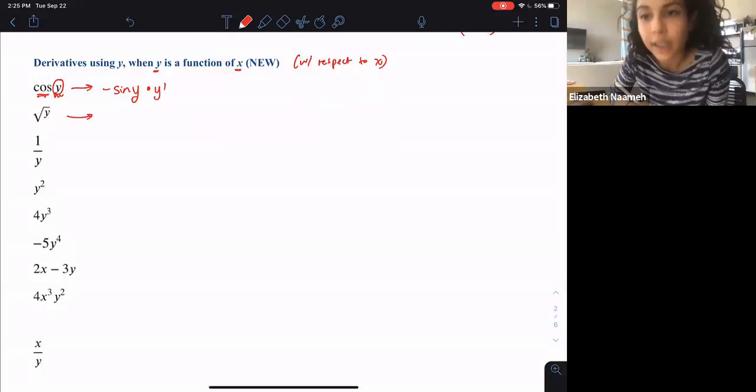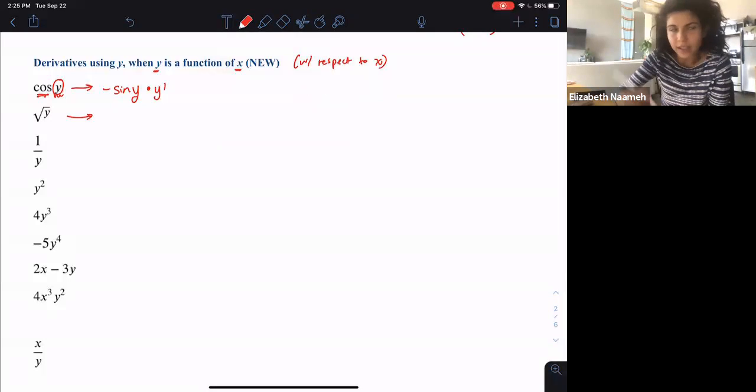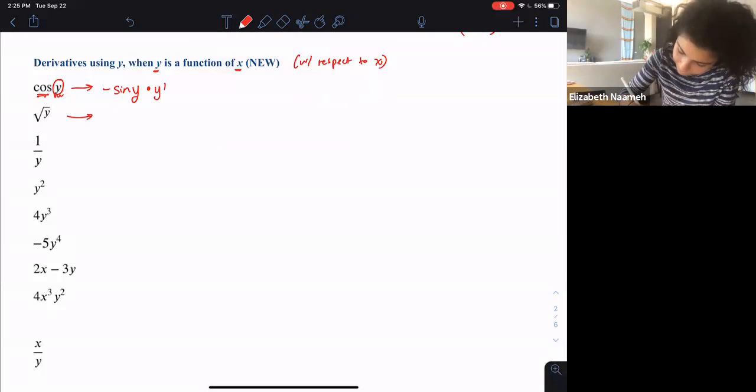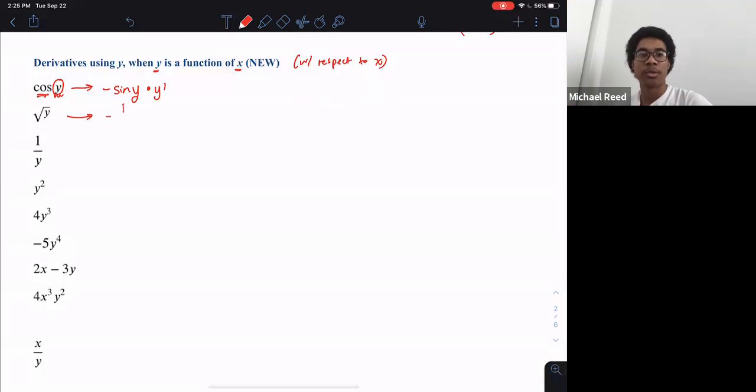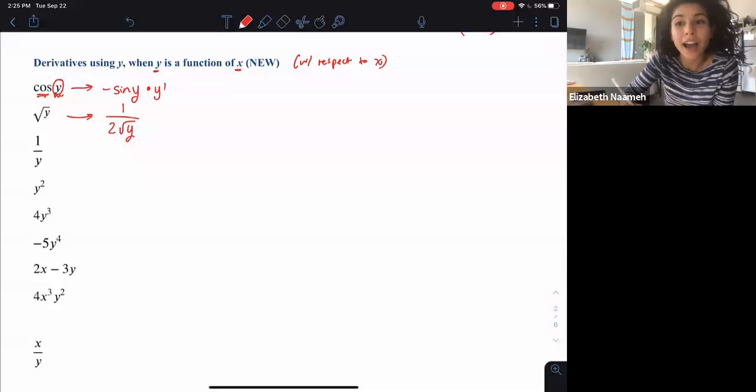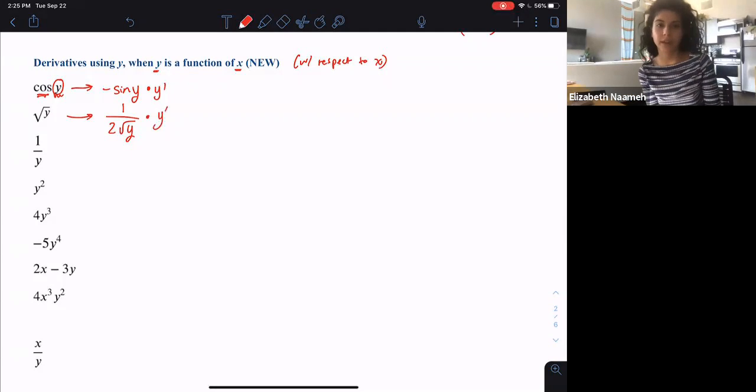Square root of y. What's the derivative of square root of y? 1 over 2 square root y. And since y is a function, we'll multiply by its slope, times y prime. Everybody okay there? Okay, let's try another one.